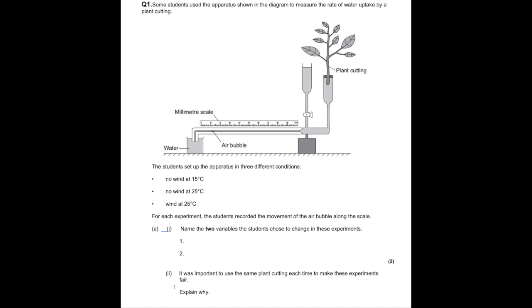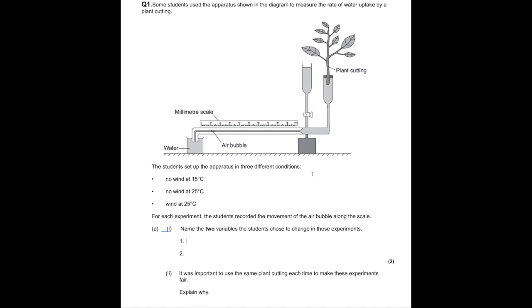Now it's time to take a look at some exam questions on this topic. So question 1. Some students use the apparatus shown in the diagram to measure the rate of water uptake by a plant cutting. And you can see there a diagram that shows the equipment that we were just using. It's very, very similar. They can show it in a couple of different ways, and I think the next example has a slightly different diagram on it again, but they all go with the same idea of having some sort of water reservoir, an air bubble, a ruler, and of course this capillary tube with the plant cutting at the end of it.